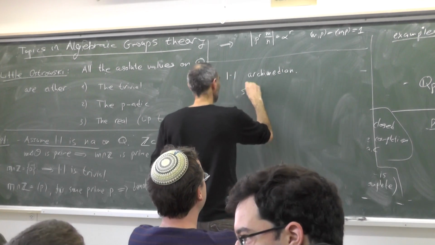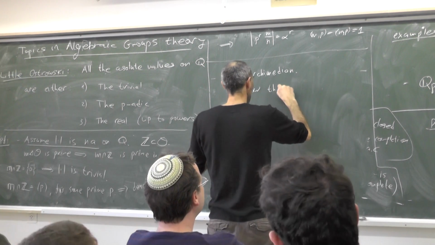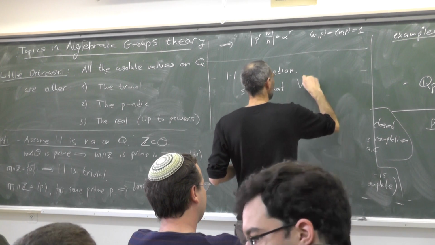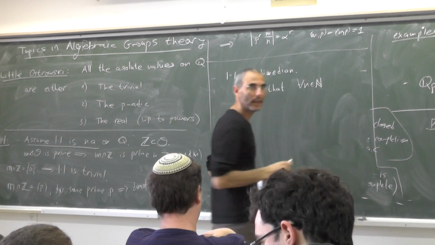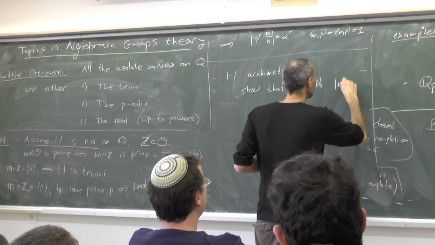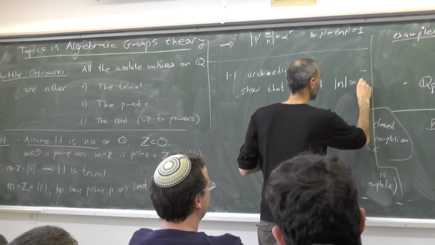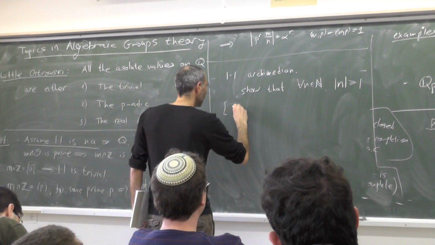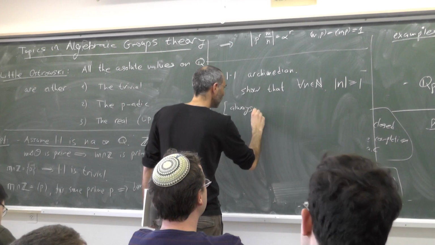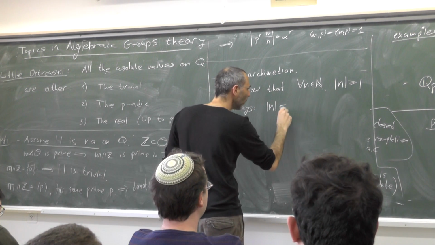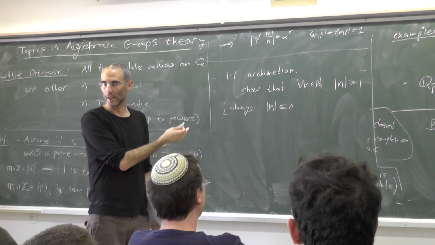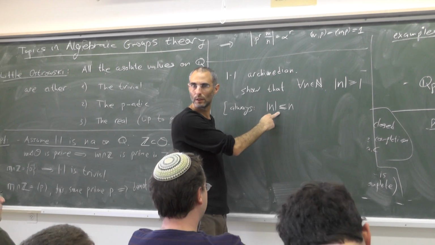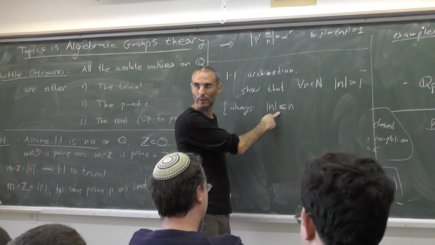So I leave this to you as an exercise. Show that if n is a natural number, then the absolute value of n is bigger than 1. Or maybe a remark. The absolute value of n is always smaller or equal to n. I mean, we expect it to be n because we are used to it, but it must be smaller than n. Why? Triangle inequality. Doing it n times.